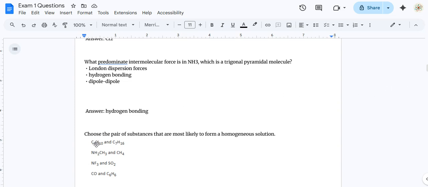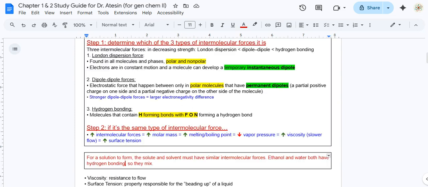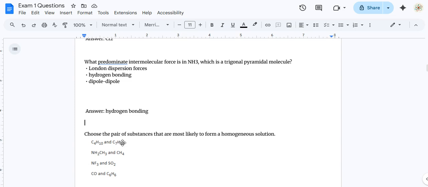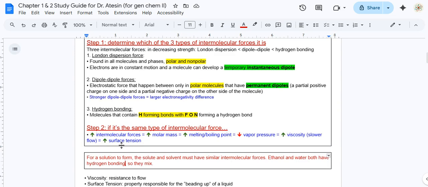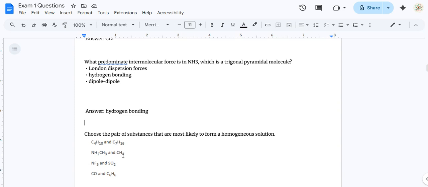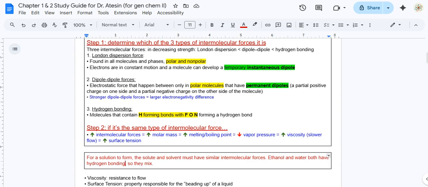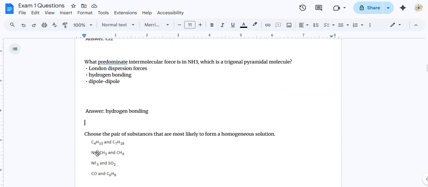Well, this is a hydrocarbon, so it would be only London dispersion force. This is also a hydrocarbon, so it would be London dispersion force. So it might be this one. This has N and H, so it's hydrogen bonding. And this only has carbon and hydrogen, so it's a hydrocarbon, so it's London dispersion. So this is hydrogen bonding, and this is London dispersion, so it's probably not this one.